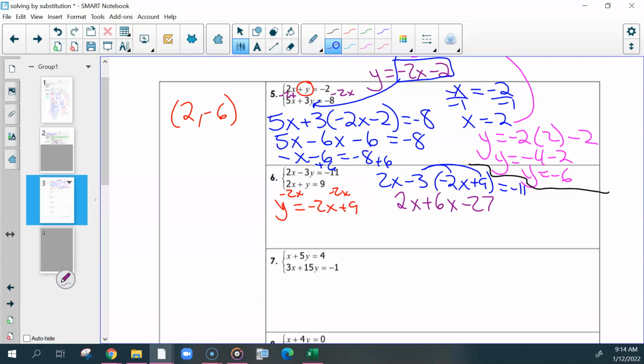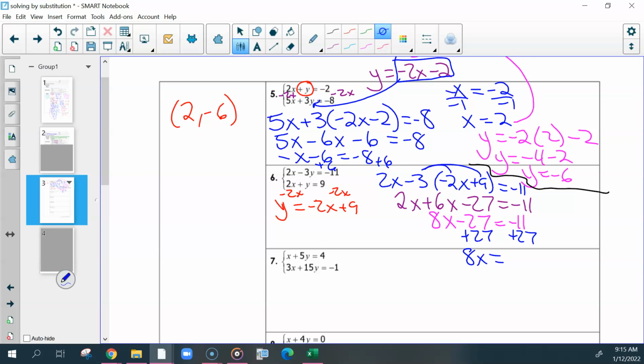Equals negative 1. Okay, and then from there, combine like terms, which is 8x. Okay, then from there, subtract negative 27. So or add that 27. Add 27 to both sides. Okay.